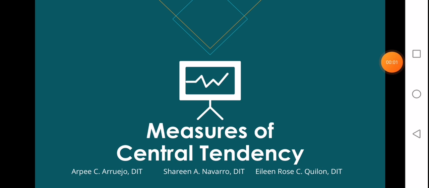Good day, everyone. Our topic for today is all about the measures of central tendency. Now, the measures of central tendency help you find the middle or the average of a data set. In statistics, the three most common measures of central tendency are the mean, median, and the mode. Each of these measures calculate the location of the central point using a different method.